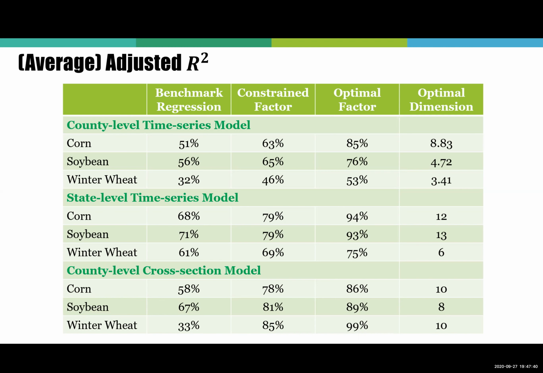As the constraint model is a suboptimal implementation of the dynamic factor model, it is not surprising to see there is a loss of efficiency, as exemplified by the slightly lower adjusted R-square relative to the optimal factor model. Nevertheless, it is reassuring that the constraint model still outperformed the respective benchmark regression model.